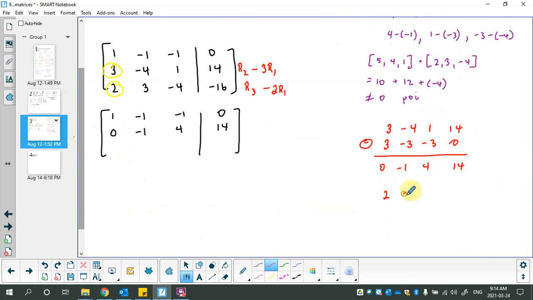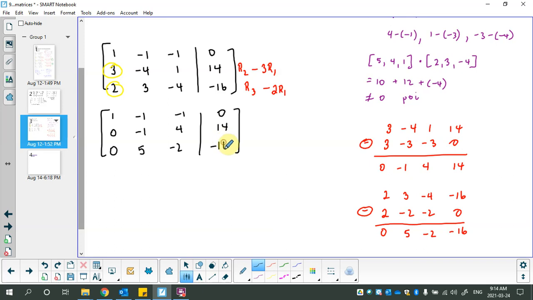Row 3, row 3, row 3, row 3, times 2, times 2, times 2, times 2. Subtract: 0, 5, negative 2, negative 16. And if you're going to make a mistake, it's probably with the algebra. 0, 5, negative 2, negative 16.